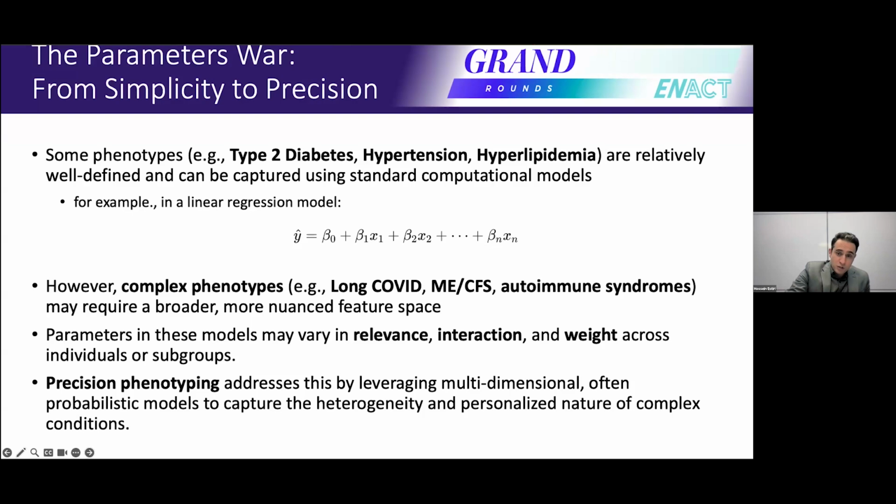So in this parameters bar, it's not just about adding more features, it's about capturing the real messy complexity of disease biology, and finally reflecting that complexity in our data.